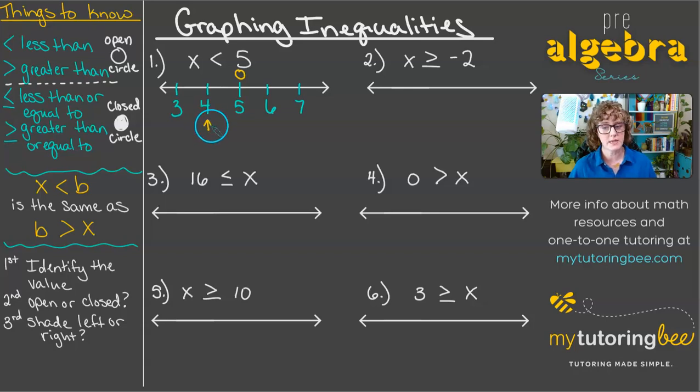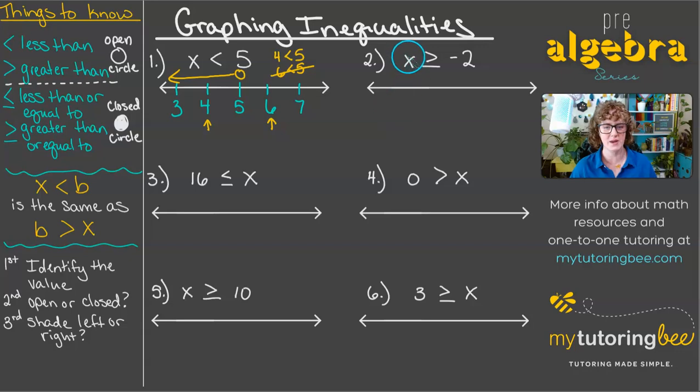So what I like to do is look at either number on either side of my value that's here in the middle and plug it in. Let's see which of these works. Is 4 less than 5 or is 6 less than 5? Well, 4 is less than 5, so that means that my shading or my arrow has to go this direction so that it covers that 4. It goes over that 4 and any other numbers that are lower than 4. So that is how we're going to graph that first inequality.